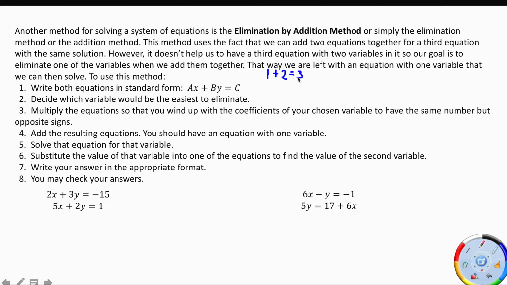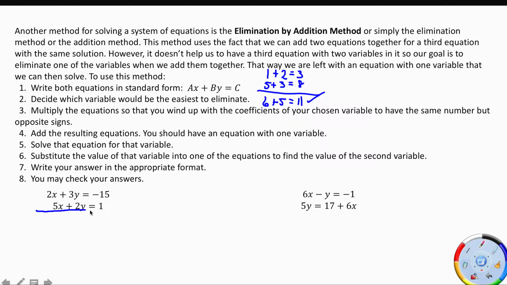So let's add two simple equations together that's very easy for us to see what's happening. If I add these together, I wind up with 6 plus 5 equals 11. Look, I have another equation that is true. So I can add two equations together to get another equation. The problem is it doesn't help us to get a third equation with two variables.